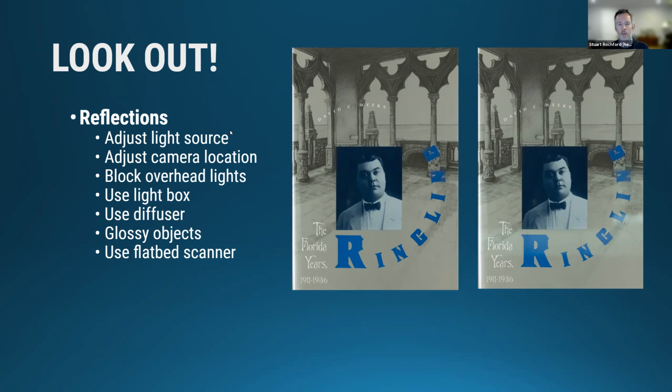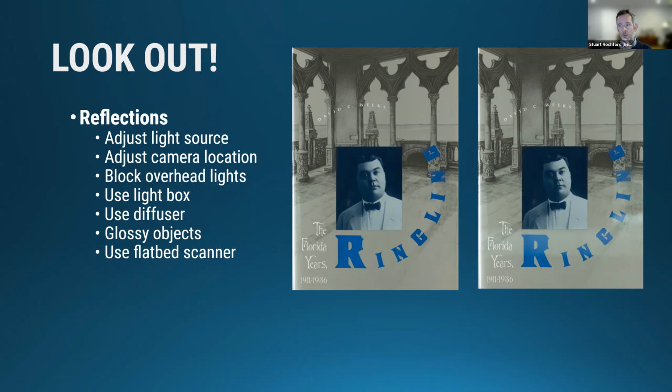Sometimes that helps get rid of reflections. Changing the camera location is also a good way to do it if you have the ability to do so. Sometimes the copy stands are too big to move, so you're kind of stuck there. Blocking overhead lights, that's something that we employed for this one. A light box or diffuser can help a lot. I think we have some examples later on in the presentation. We can talk about those too.